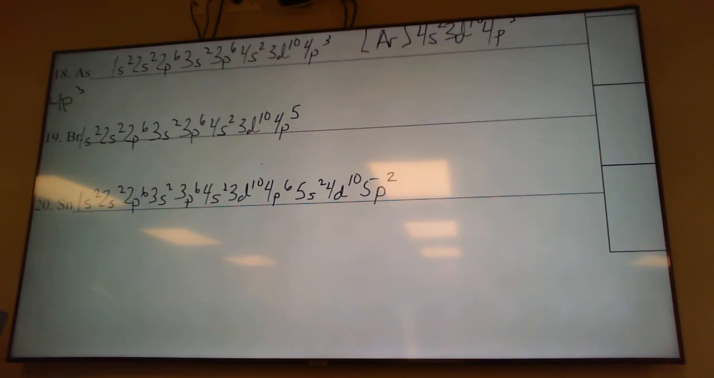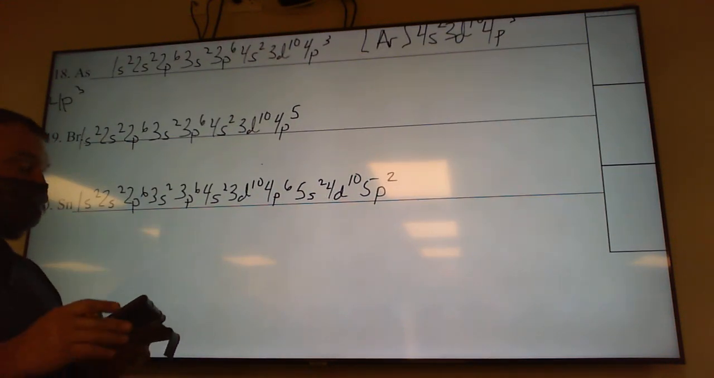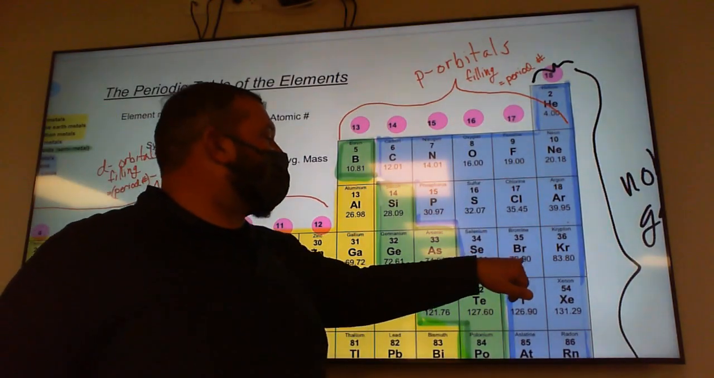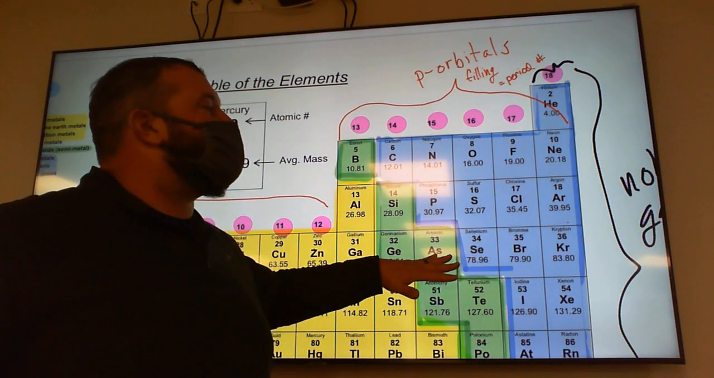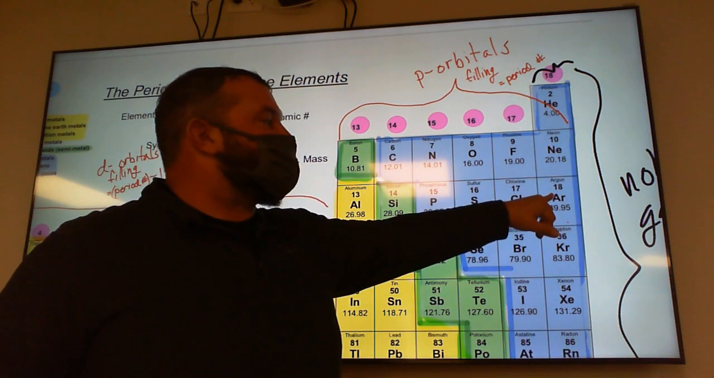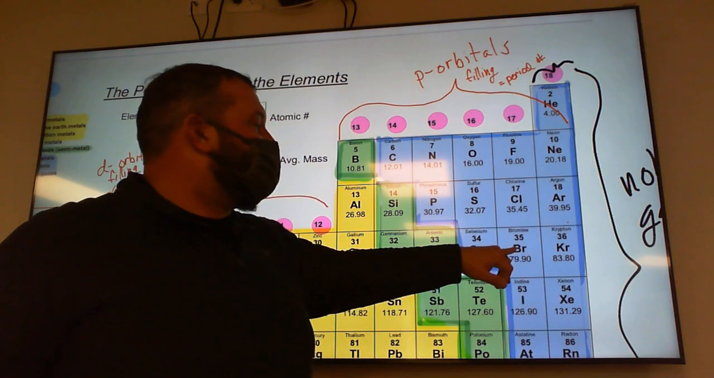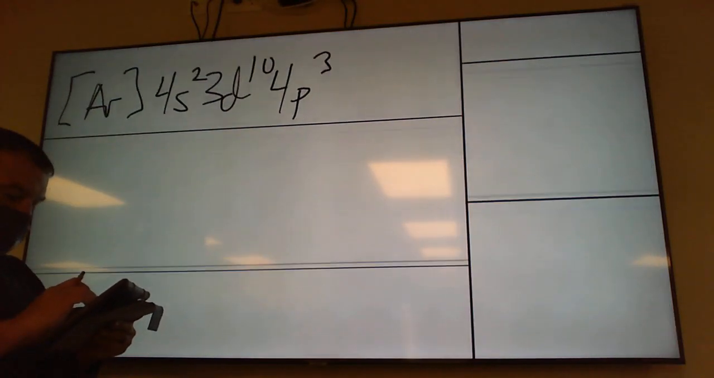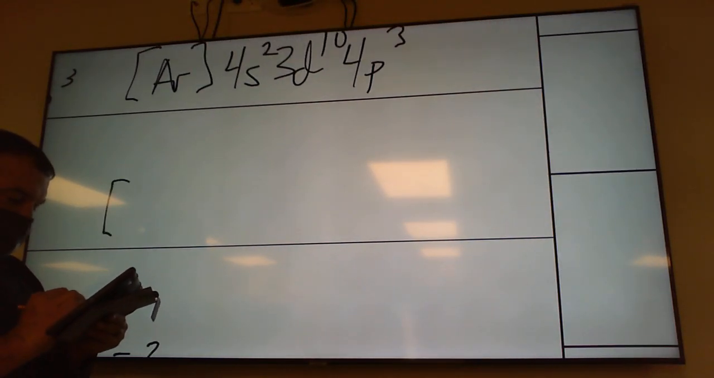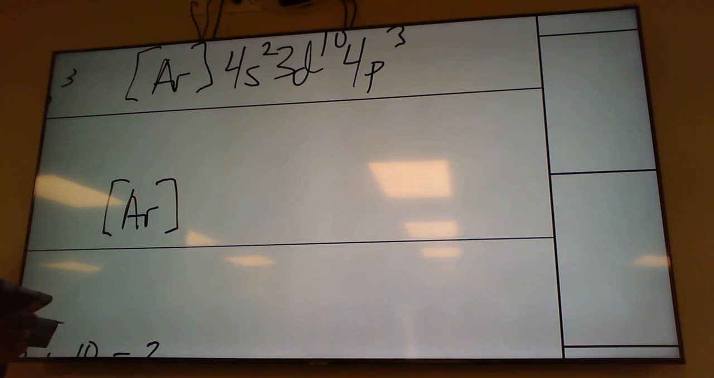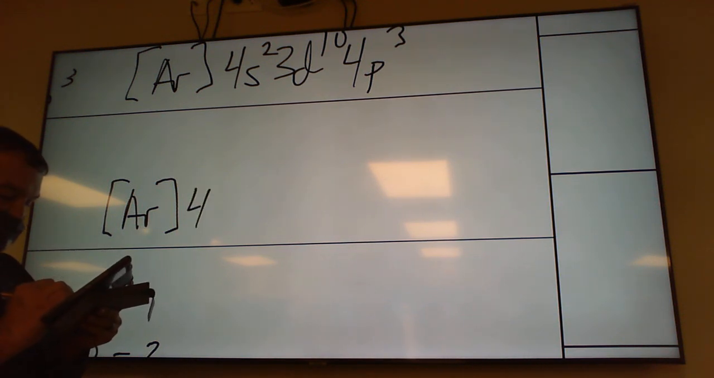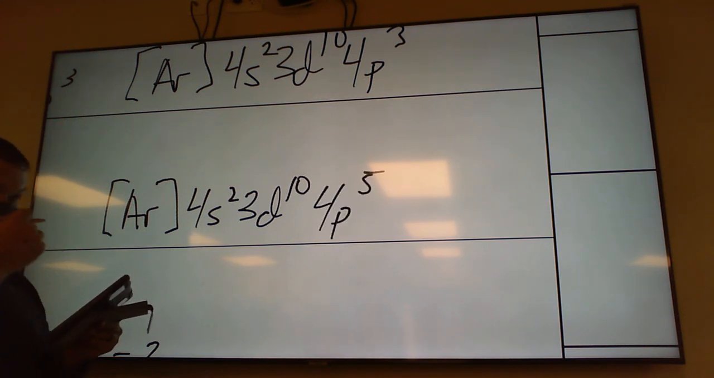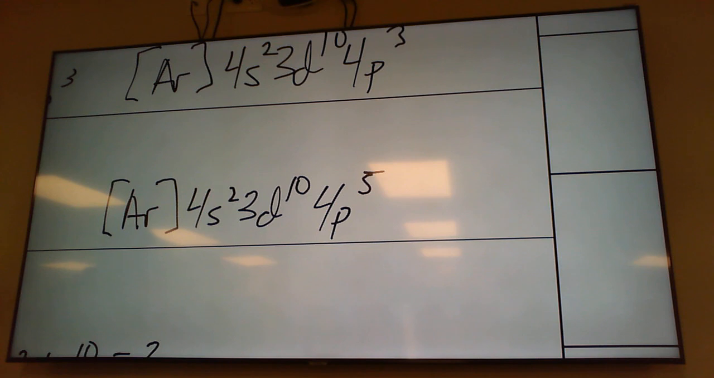How about bromine? Let's look at the periodic table. Bromine is right after arsenic, so it's going to look almost identical. Again, the previous noble gas is argon. It is not krypton. The previous noble gas for bromine is argon. So I'm going to put argon in brackets. I know that argon left off at 3p6, so 4s2, 3d10, 4p5. We're just shortening it up.